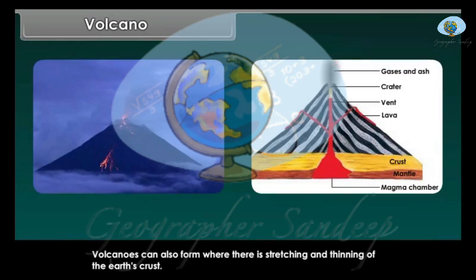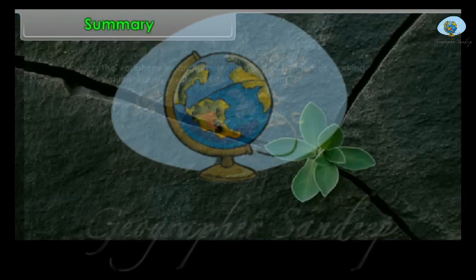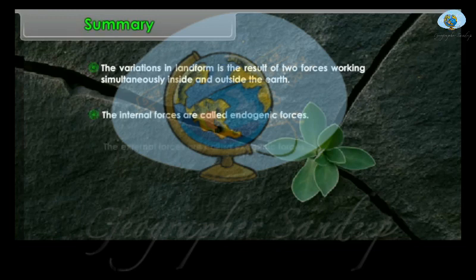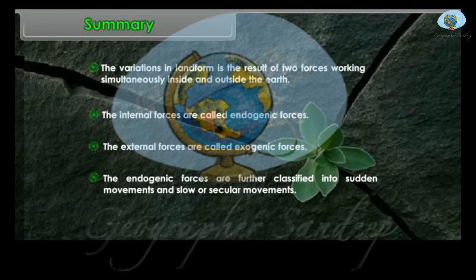Volcanoes can also form where there is stretching and thinning of the Earth's crust. Summary. The variations in landform is the result of 2 forces working simultaneously inside and outside the Earth. The internal forces are called endogenic forces. The external forces are called exogenic forces. The endogenic forces are further classified into sudden movements and slow or secular movements.